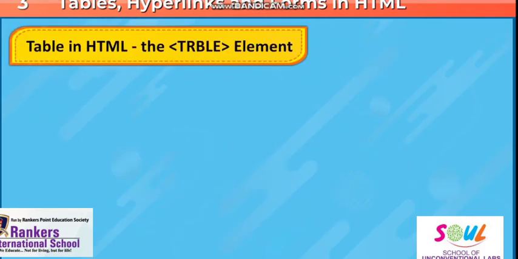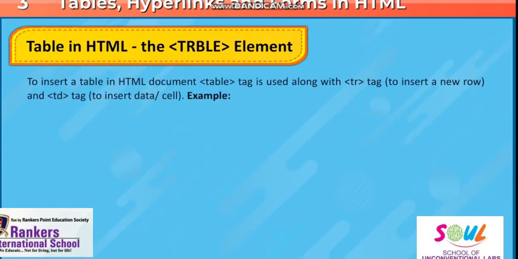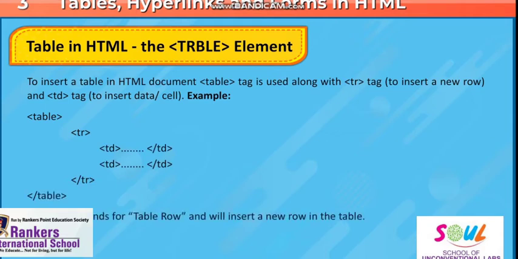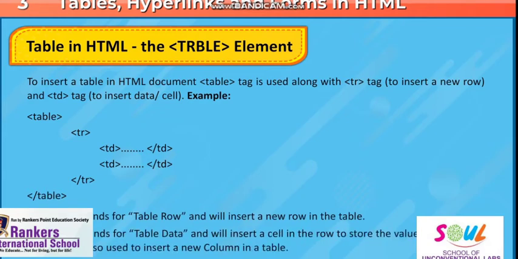Table in HTML, the table element. To insert a table in an HTML document, the table tag is used along with the tr tag to insert a new row and the td tag to insert data or a cell. Example: table, tr, td, /td, td, /td, /tr, /table. The tr tag stands for table row and will insert a new row in the table. The td tag stands for table data and will insert a cell in the row to store the value. This tag is also used to insert a new column in a table.